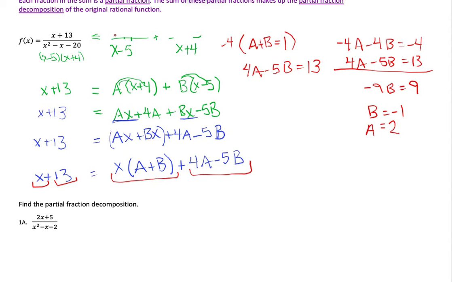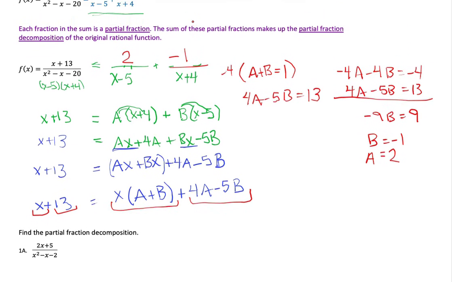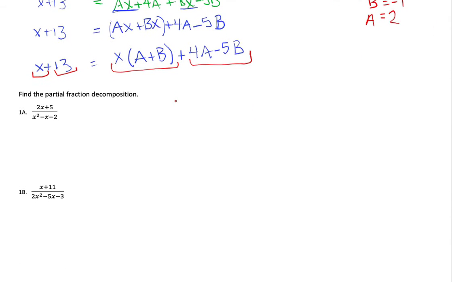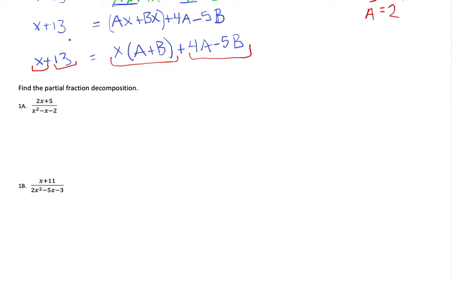My a was 2, so I'll put a 2 here. My b was negative 1, so I'll put a negative 1 here. And if you take a look, that is the same thing that they got up there. If you went ahead and multiplied these through, you should get the expression that they had to begin with. So it's a lot of steps, but it goes faster, obviously, the more practice you have with it. So I will go through a couple more.